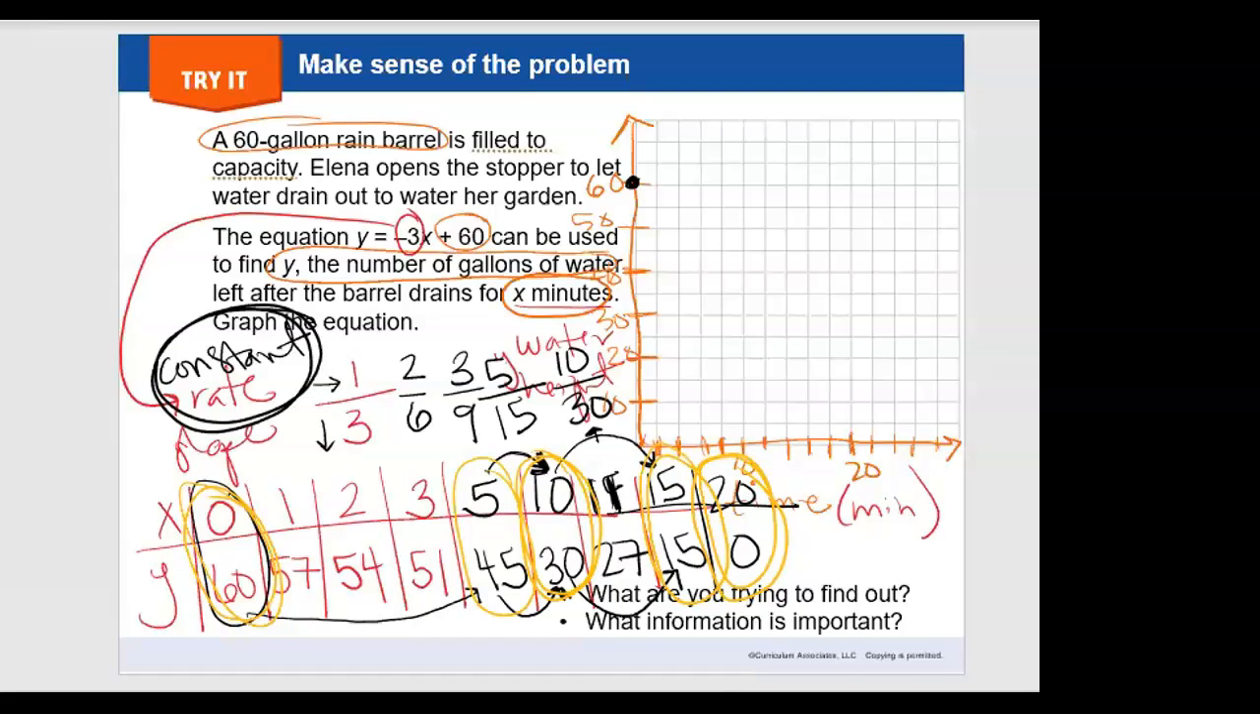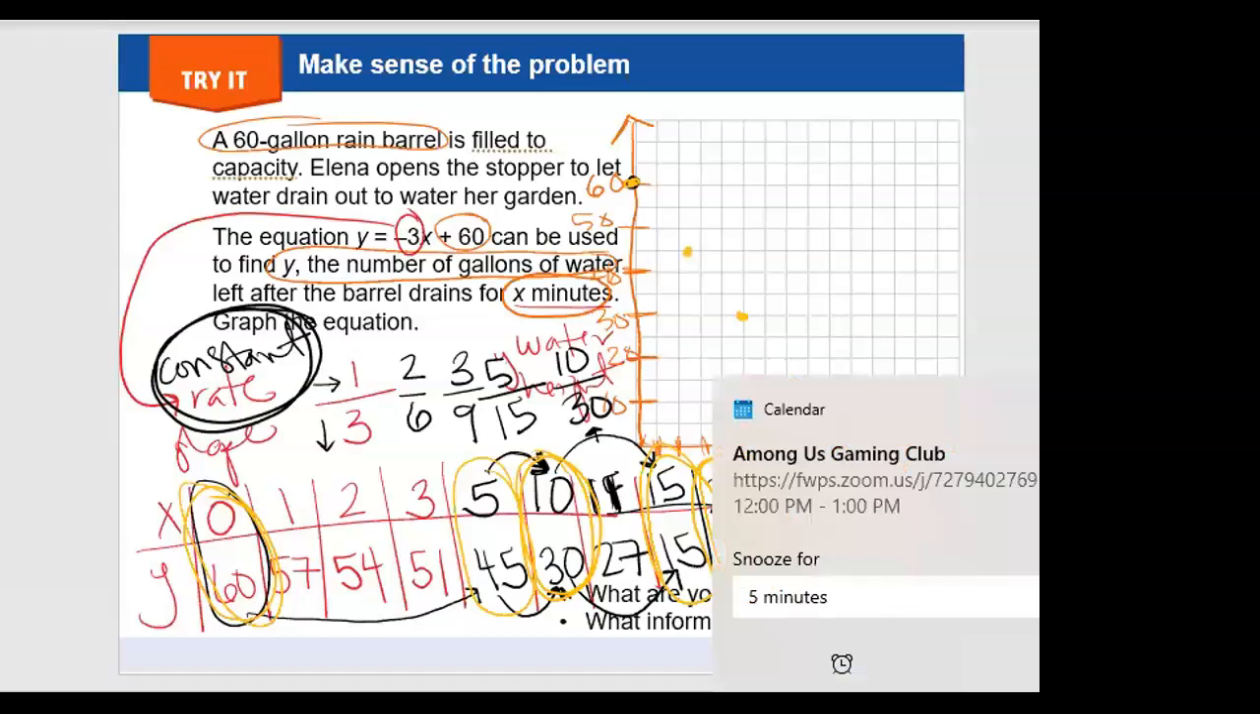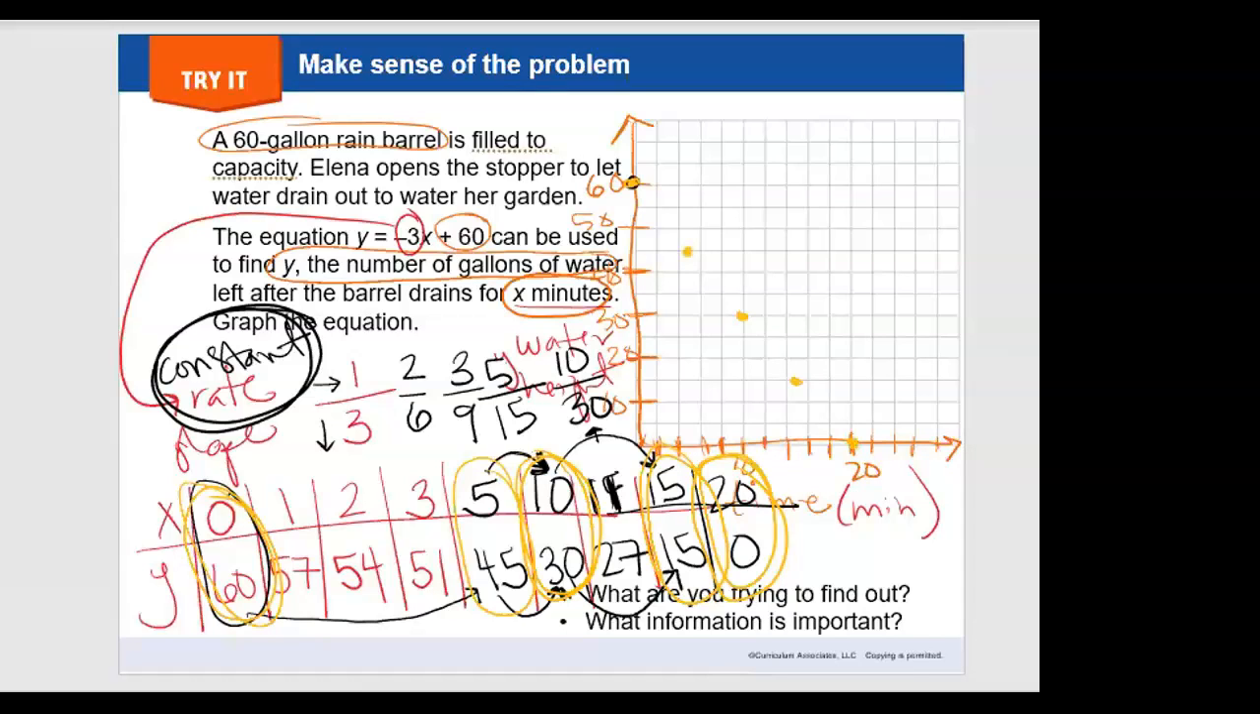So I'm going to go over 10, up 30. Who picked that one? That's a very friendly one. Okay. 15, 15. 5, 45. Does this shape match what we thought it would be? The height of the water is going down over time.